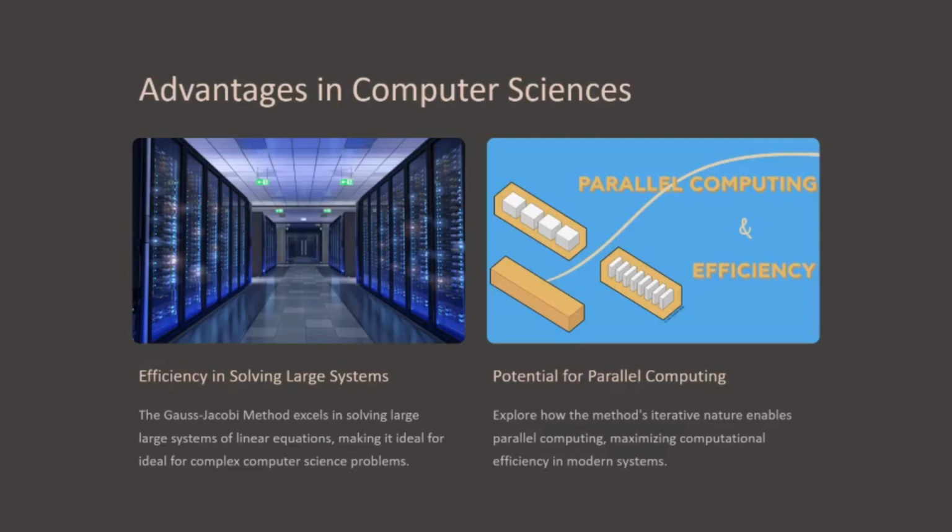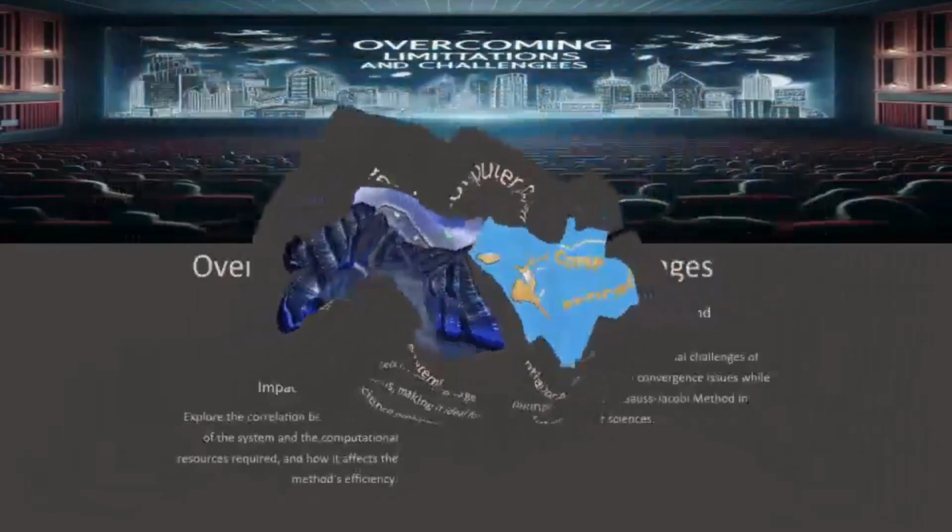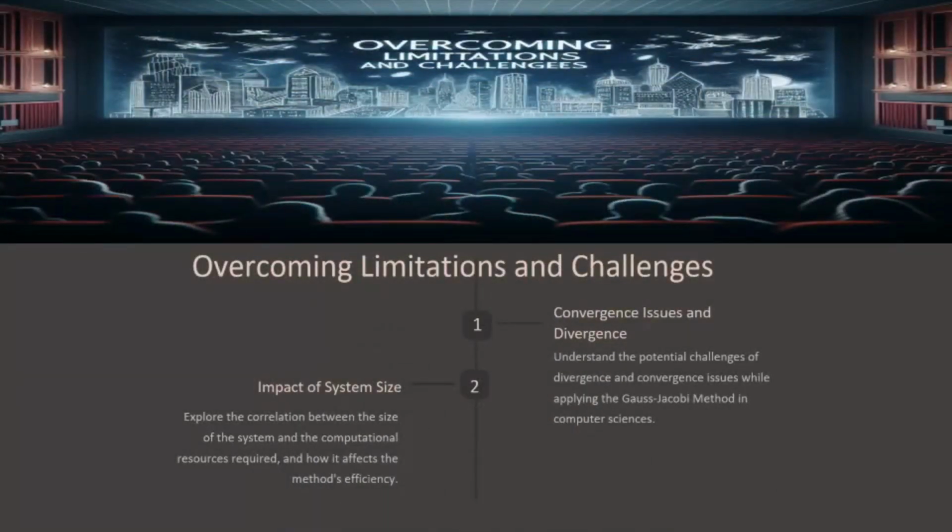Now, moving towards the next slide, we got what are the advantages of Gauss Jacobi method in computer sciences. First, it is efficient in solving large systems. The Gauss Jacobi method excels in solving large systems of linear equations, making it ideal for complex computer science problems. And secondly, it has a very good potential for parallel computing. We'll explore how the method's iterative nature enables parallel computing, maximizing the computational efficiency in modern systems.